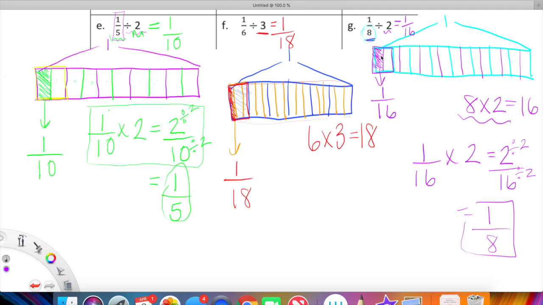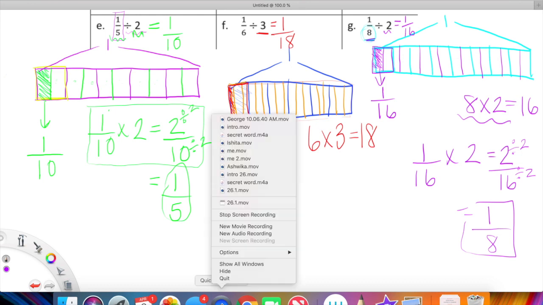I'm going to hand this over to our guest mathematician. She's going to do a great word problem. Stay tuned.